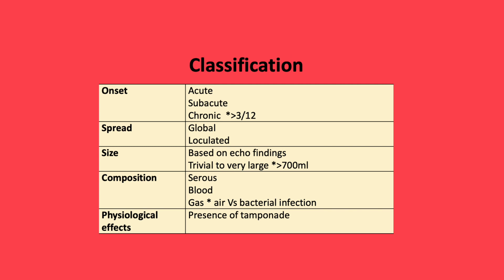The classification of pericardial effusions is broad and relates to the onset, spread, size, composition and physiological effects. So the onset: is it acute, subacute or chronic? The spread of the fluid: is it loculated or is it global? The size of the volume and also the composition of the fluid: is it serous fluid, is it blood, is it gas? And finally the physiological effects: is there the presence of tamponade, cardiovascular compromise?